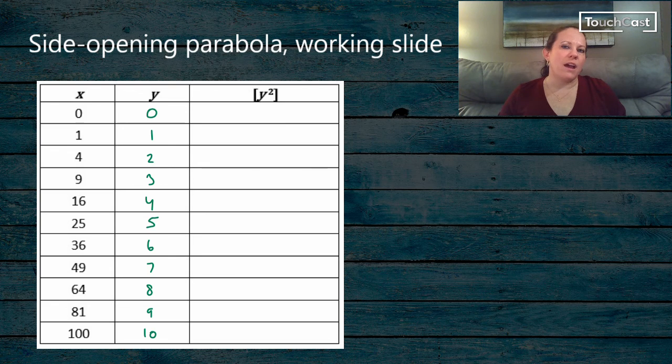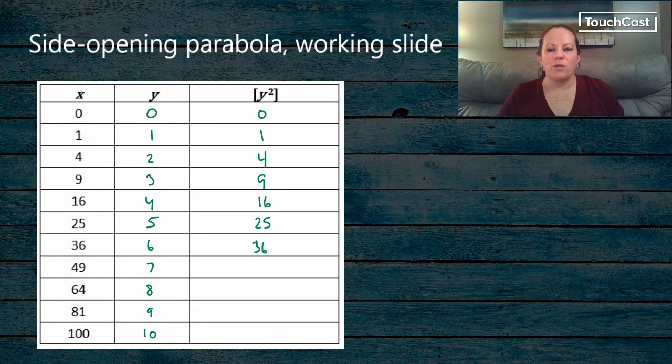So our idea of our input and output is a little bit different here, but that's because we have this side opening parabola, and it's a lot harder to proceed with our mathematical modeling dealing with the square root than it is to just square that vertical axis variable. So our y squared value, when y is 0, and when it's 1, it's 1, and when it's 2, it's 4, and when y is 3, y squared is 9. And you don't need me to read all of these to you.